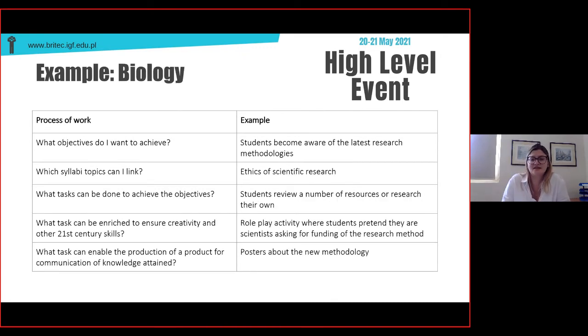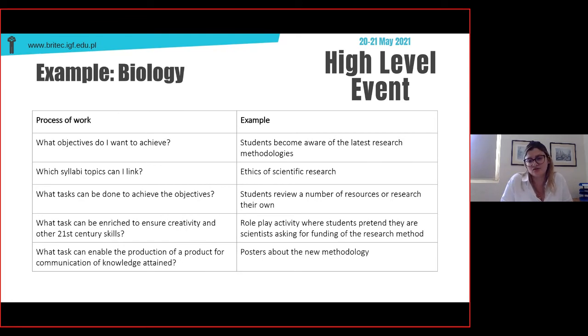This is another activity I've conducted with biology students. It was actually done in relation to the project the three R's and animal welfare being conducted by Scientix, where I wanted students to become aware of the latest research methodologies so that as part of biology they can become aware of the ethics of scientific research, not just the process, but also the ethical implications. So the task of students was to review a number of resources, which communicated different replacement methods to animal testing in scientific research.